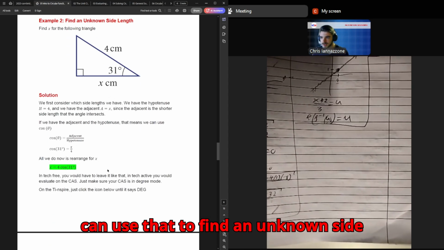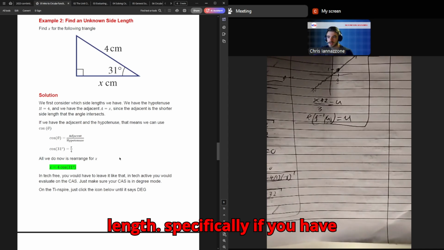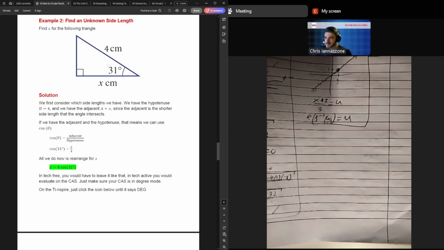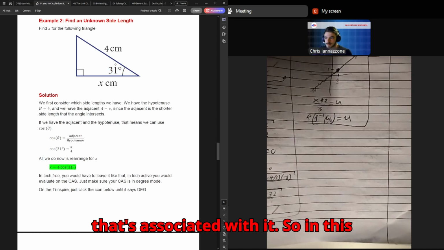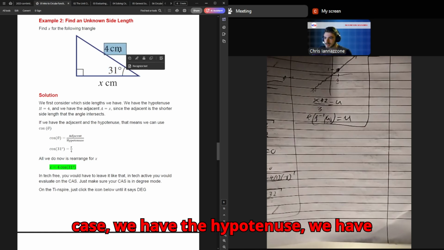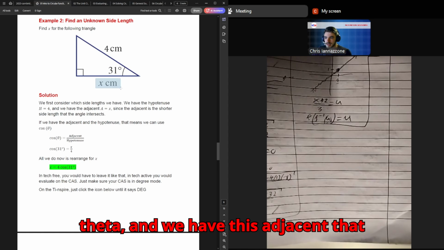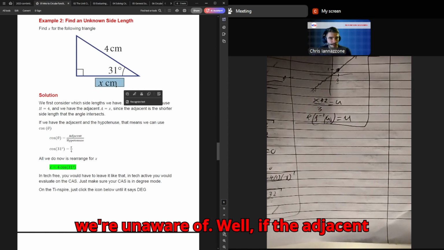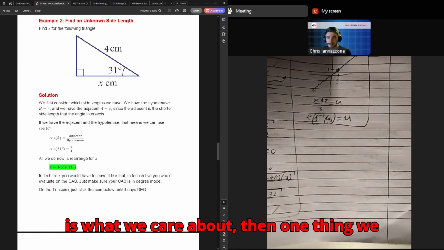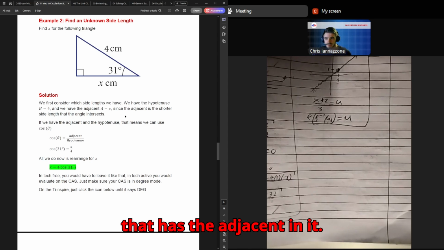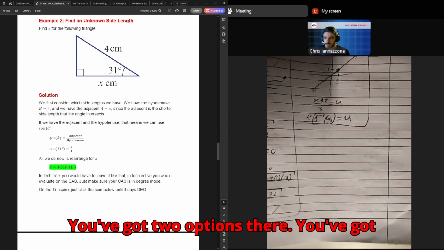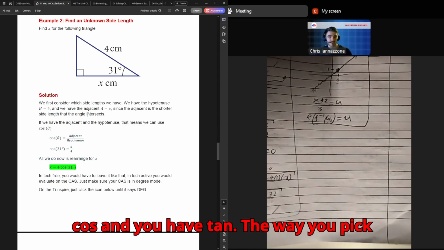You can use that to find an unknown side length. Specifically if you have an angle that's associated with it. So in this case, we have the hypotenuse, we have theta, and we have this adjacent that we're unaware of. Well, if the adjacent is what we care about, then one thing we would want to do is create an equation that has the adjacent in it. You've got two options there. You've got cos and you have tan.